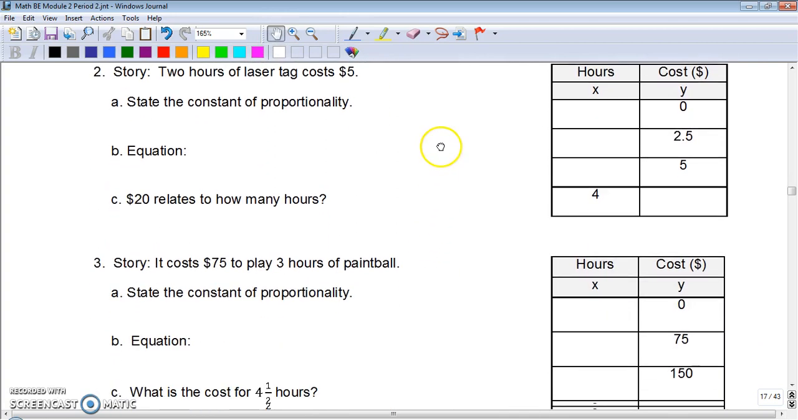Then number 2 deals with laser tag. It tells me that for 2 hours, it's going to cost $5. So $5 over 2 hours means that this is going to come out to be a COP of 2.5. That means that it's going to be $2.50 per 1 hour as I fill out my table. So that would mean for $2.50, I can get 1 hour. For $5, so I've increased that by 2.5, so this would be increased by 2.